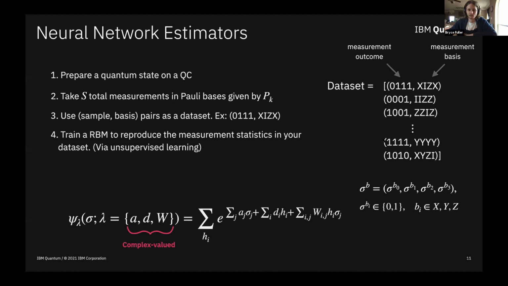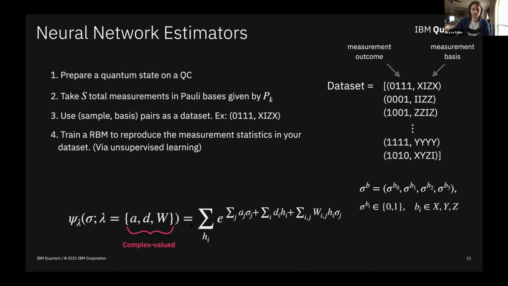Great. Once you have this data set, you can then train a restricted Boltzmann machine to try and reproduce the measurement statistics that you observe in that data set via unsupervised learning, right? So down here, I've reproduced the familiar equation of a restricted Boltzmann machine, but notably, we're going to require that this model produces complex outputs, right? We want to be able to query specific amplitudes of our model. So these are going to be complex valued weights down here now.